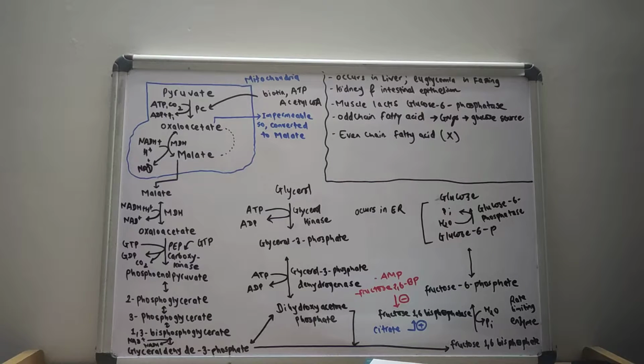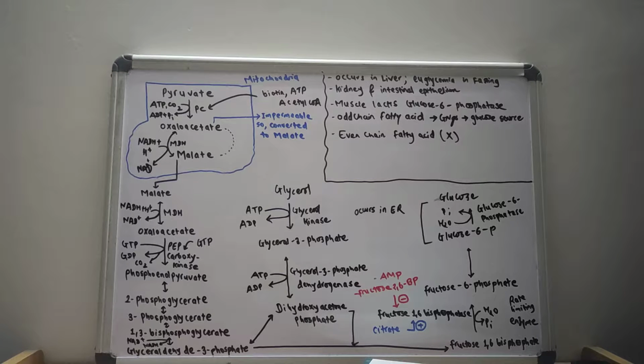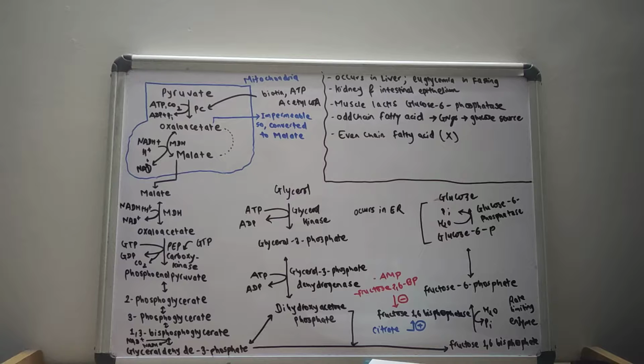Today we are going to talk about another metabolism of carbohydrate, that is gluconeogenesis. So first of all, let us talk about what is gluconeogenesis. Gluconeogenesis is the formation of glucose from non-carbohydrate sources. You have to know this very well. So if there is formation of glucose from any non-carbohydrate source, then that is known as gluconeogenesis.